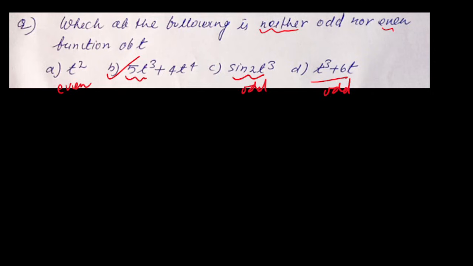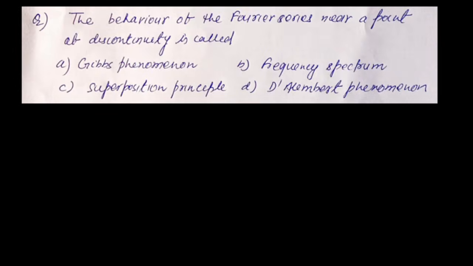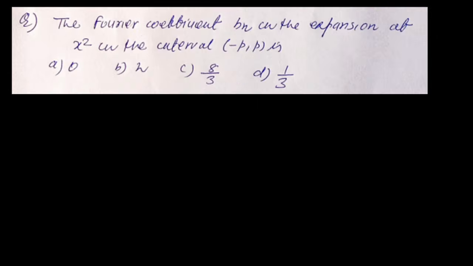This kind of question is quite repetitive. Sometimes they ask which of these is even, which is odd, which is neither even nor odd. You should remember this concept very clearly. Once they asked this also, so just remember this, we are not going into the detail. The behavior of a Fourier series near a point of discontinuity is known as the Gibbs phenomenon. This question has been asked once, so that is why I have considered this Gibbs phenomenon.